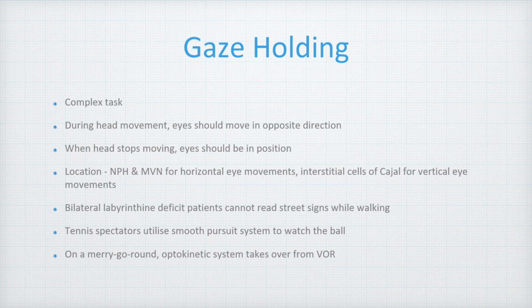The parts of the brain that control horizontal eye movements are the nucleus prepositus hypoglossi and the medial vestibular nucleus. And for vertical eye movement, the main parts in the brain that play the role are the interstitial cells of Cajal. So just remember these names: interstitial cells of Cajal for vertical eye movements; for horizontal eye movements, nucleus prepositus hypoglossi and medial vestibular nucleus. Just the names are enough.